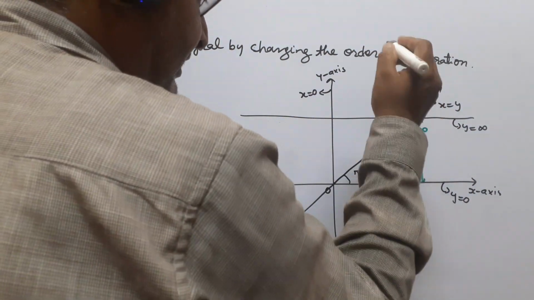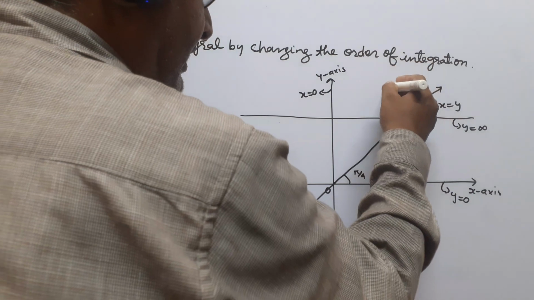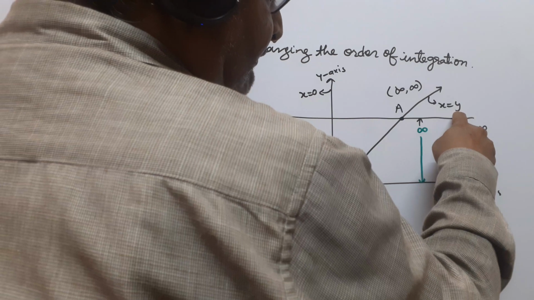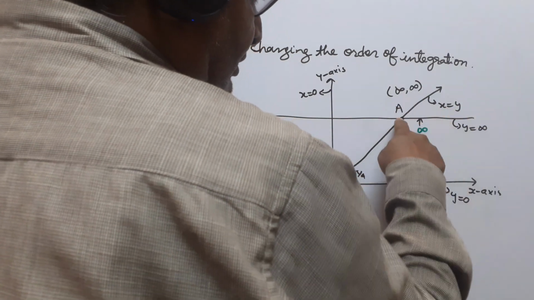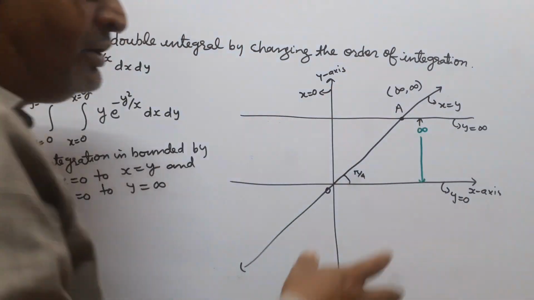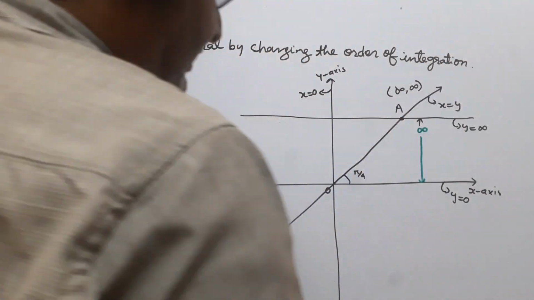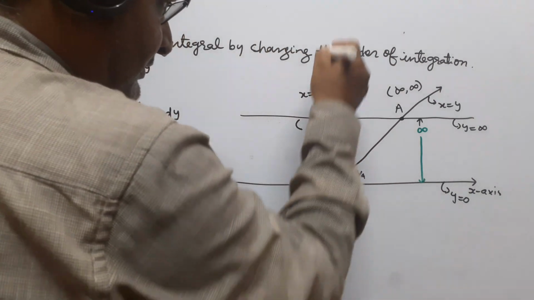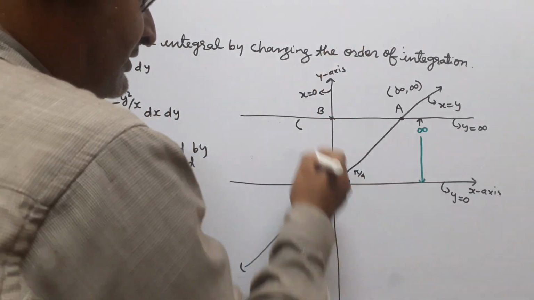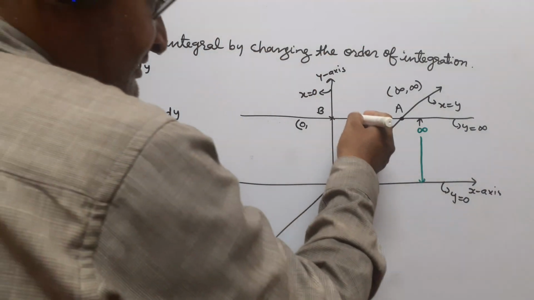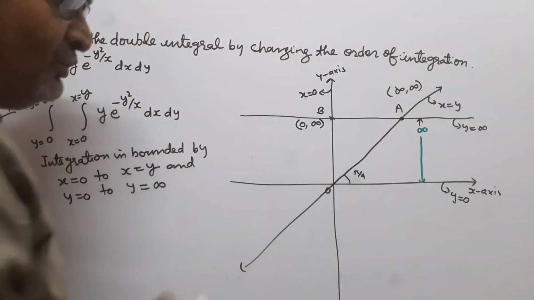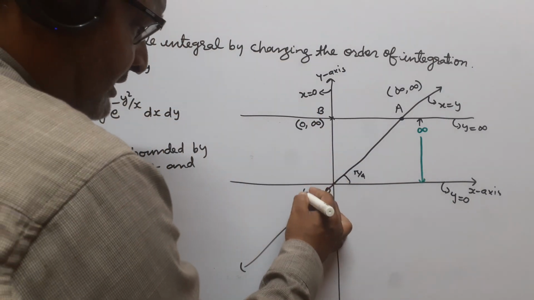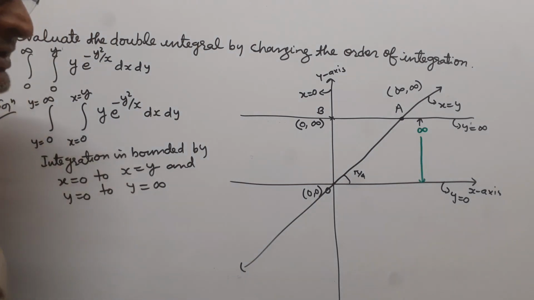Suppose this point is (infinity, infinity), because if we put y equal to infinity, we get x equal to infinity, so the point of intersection is (infinity, infinity). This is point A. Point B lies on the y axis, where the x coordinate is 0 and the distance is infinity, so the coordinate of B is (0, infinity), and the origin has coordinate (0, 0).